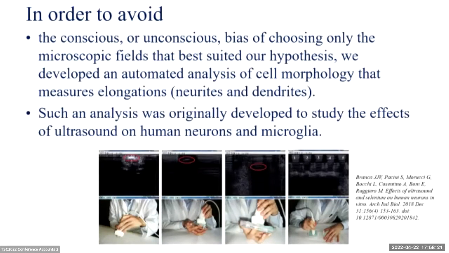Now, when we do microscopy, both conventional electron microscopy, and also when we do radiology, we are biased by a conscious or unconscious desire of observing what fits with our hypothesis. We knew this very well. And so because of this, we developed an automated computerized analysis of cell morphology that measures elongations between neurons and also between neurons and glial cells that could resemble neurites and dendrites.